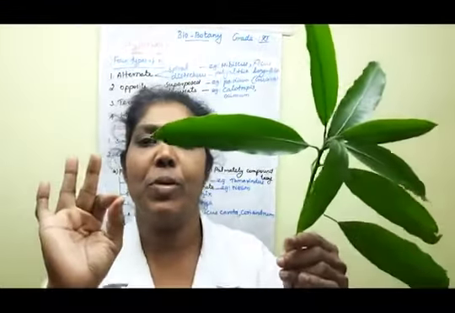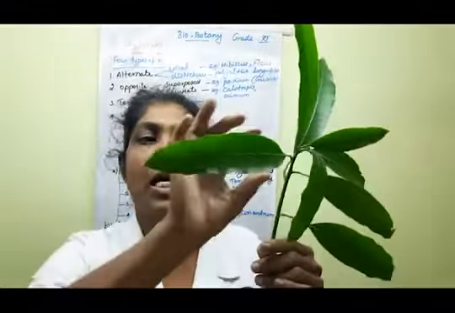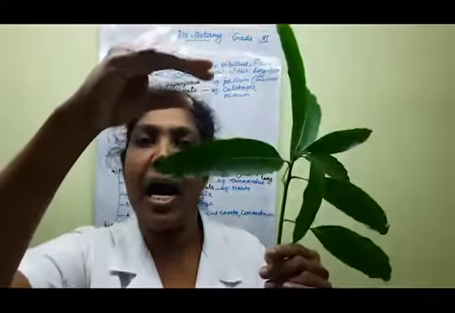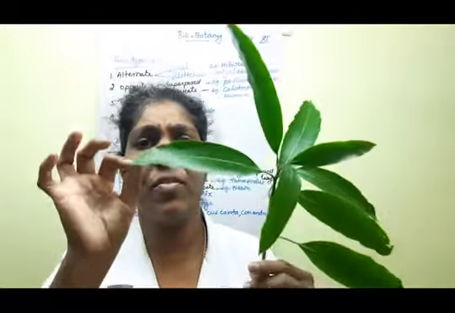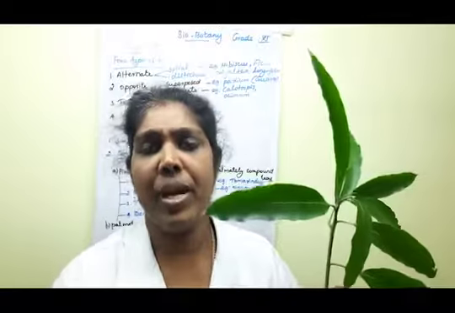Clear? Yes. Very good. If the leaf surface has only one leaf lamina or leaf blade, we call it a simple type of leaf. There are many species as examples, children: mango, hibiscus, ficus, jackfruit, everything else comes under the simple leaf type.